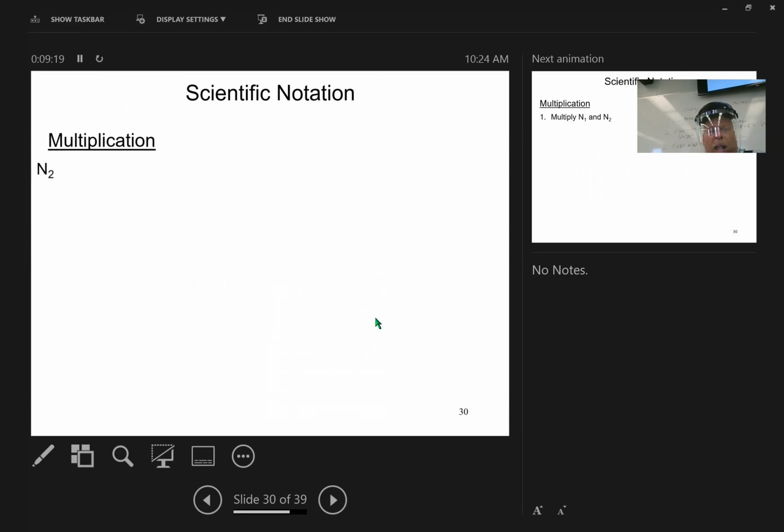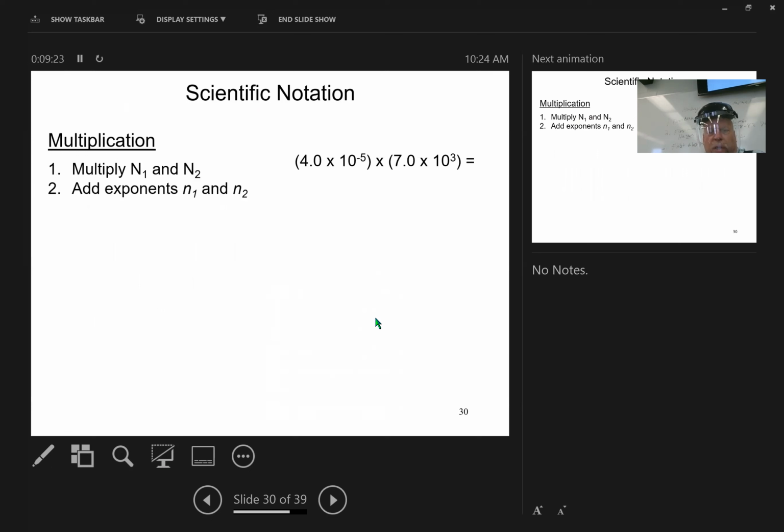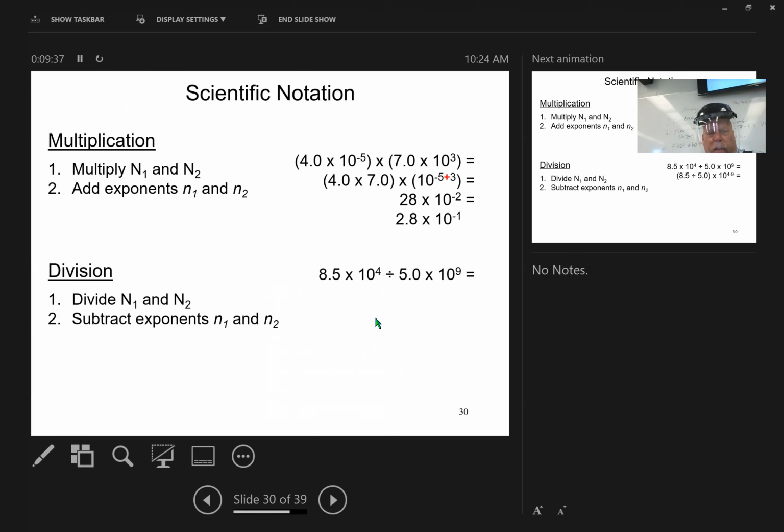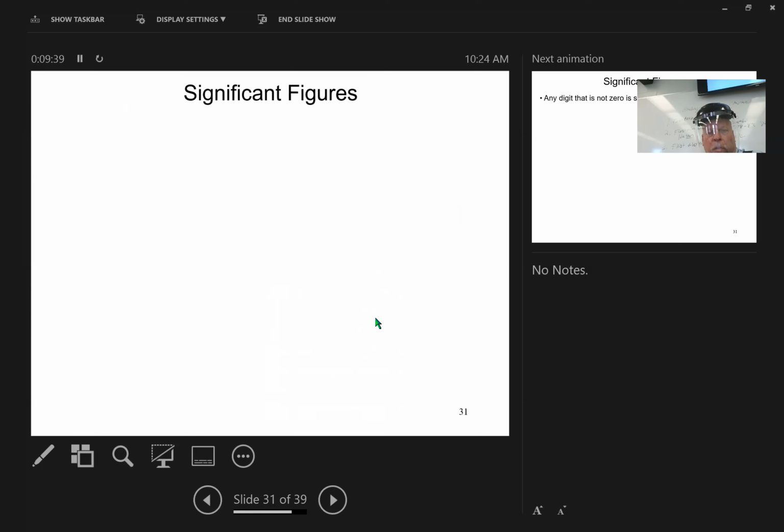When you multiply n1 and n2, add the exponents together like that. You start with that and do the multiplication. And thankfully, you have calculators that you can easily do that, okay? But this is the process that's done. And then division done the same way. But again, with that, it's all about that.